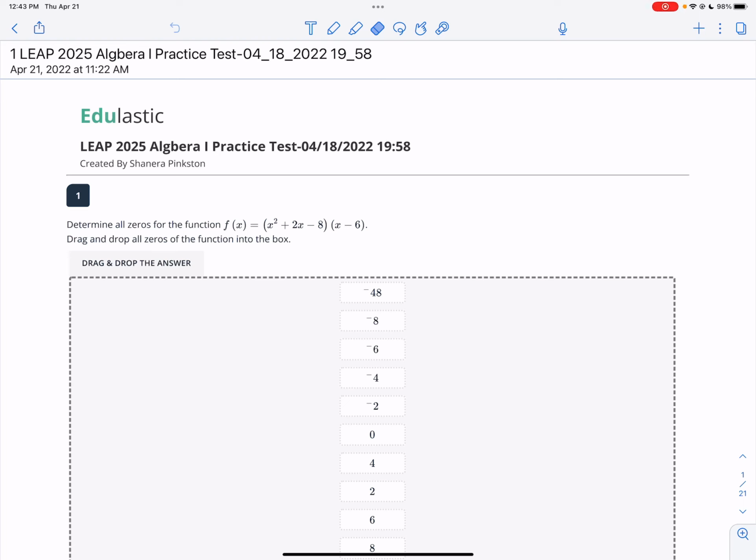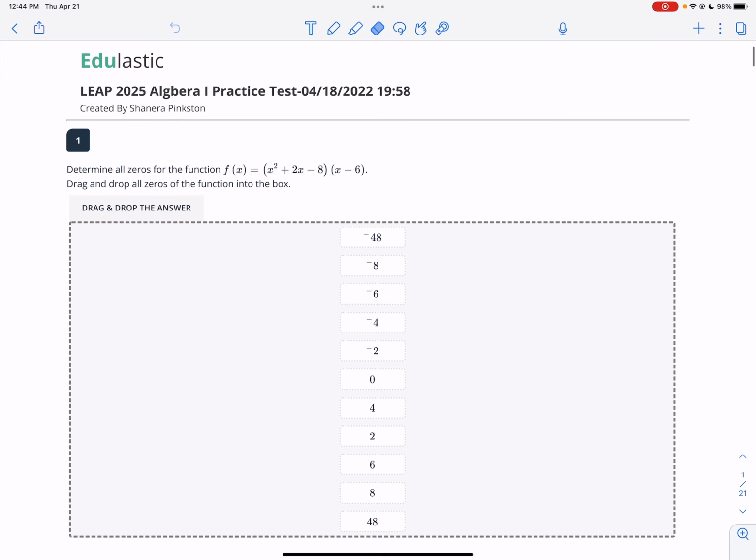All right, everybody. Let's talk a little bit about this Eduastic LEAP 2025 Algebra 1 practice test. This is the same practice test that is on Louisiana Believes, and there have been some other videos about it. If you find one of the videos that has the same practice test, that's good information too.